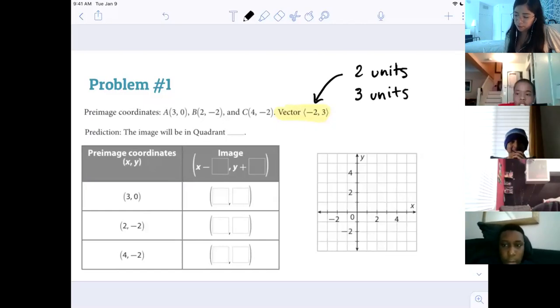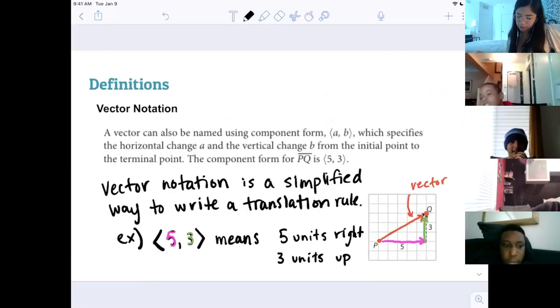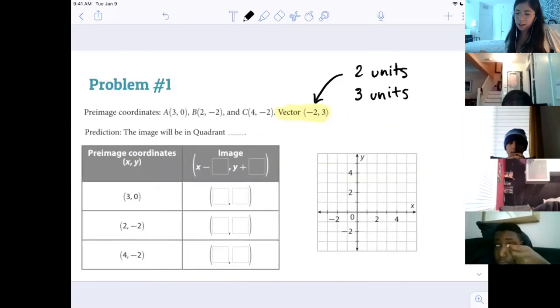Let me go back to what we just wrote down. In this example, my vector was 5, 3, and that meant 5 units to the right and 3 units up. So here, now I have -2, 3. So what is that going to be?